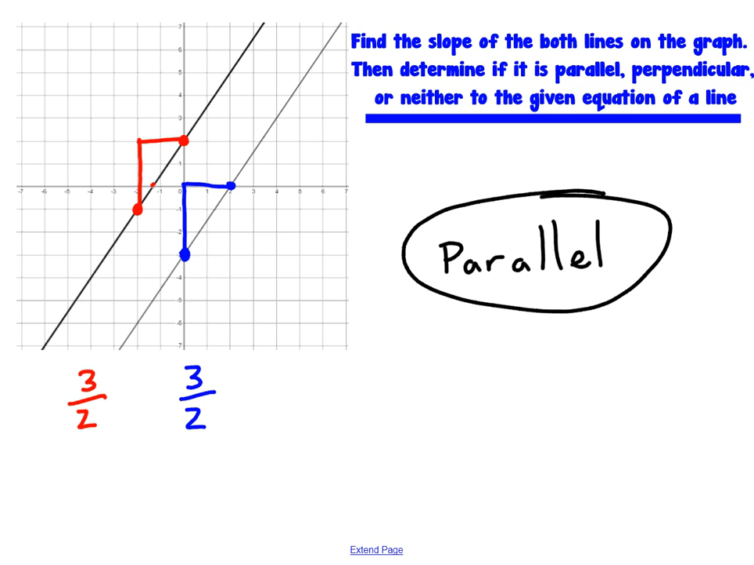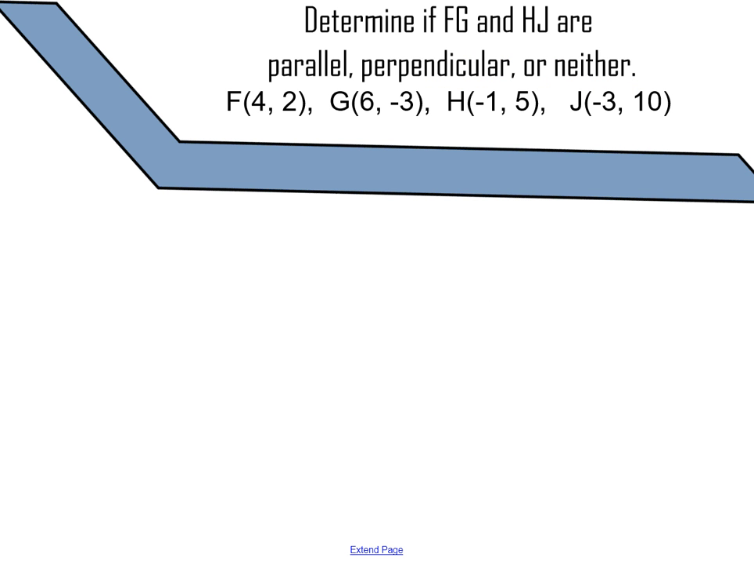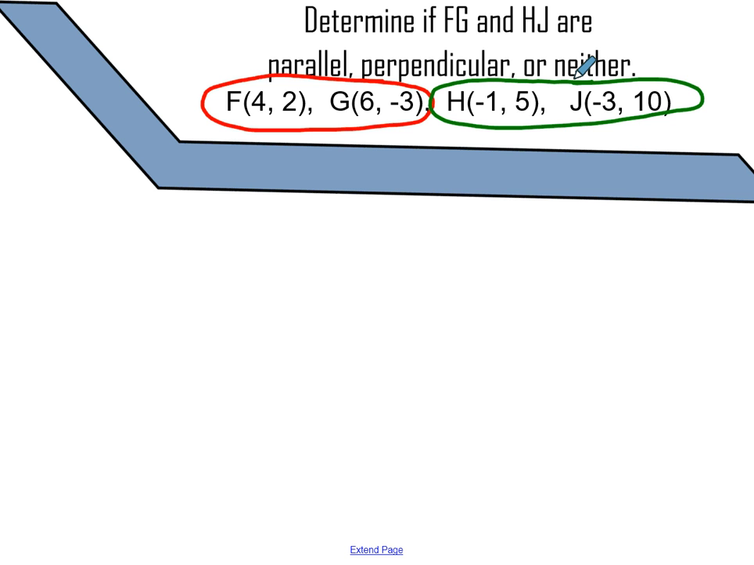Let's look at our next problem here. Determine if FG and HJ are parallel, perpendicular, or neither. So FG, that's 2 points right here. I have these 2 points, and I also have the points HJ. So I have to find the slopes of those 2 points and see how they compare to each other. So let's go ahead and do that. So I'm going to stack and slide. So I have 4, 2, 6, -3. Slide it down.